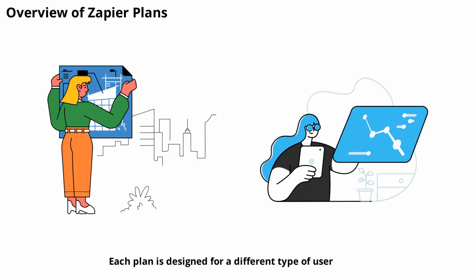Zapier offers three main plans: Basic, Pro, and Enterprise. Each plan is designed for a different type of user, from individuals just starting out to large organizations with complex automation needs. The Basic plan is ideal for simple automations and limited usage. The Pro plan unlocks more advanced features and higher limits, while the Enterprise plan is tailored for businesses that require robust security, support, and customization. Let's take a closer look at each plan.